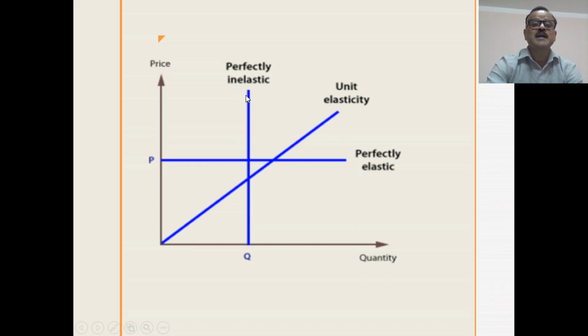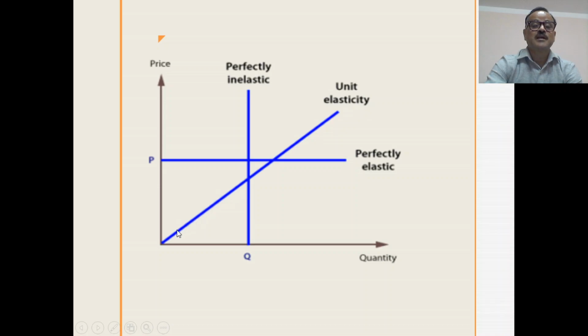Here, perfectly inelastic, whatever the price may be, but quantity remains constant. This is Q, remaining constant, but the price of the commodity is going on increasing. If such a thing is found in any commodity, in any case, this is perfectly inelastic supply.